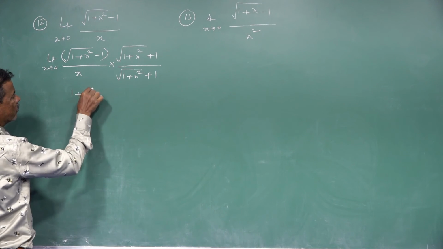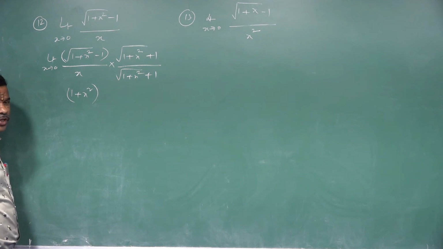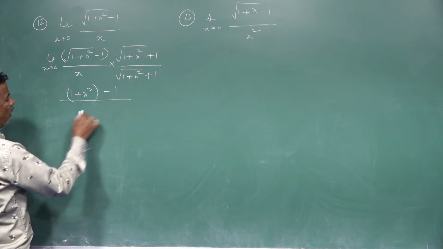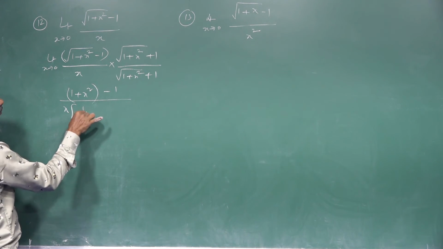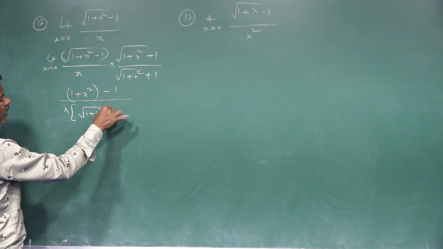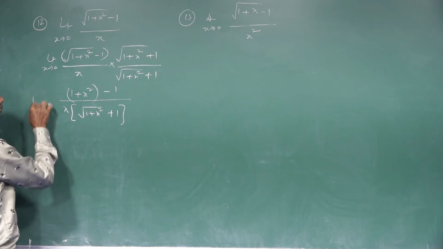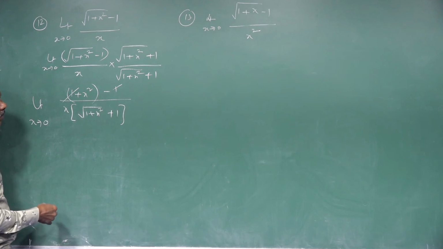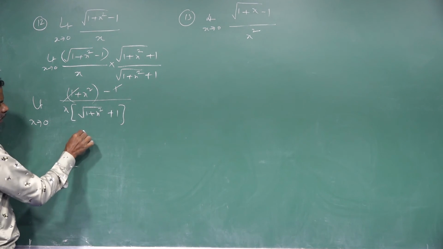So the root cancels: 1 plus x squared. a squared means the root is cancelled, minus b squared, which is 1 squared, which is 1. So we get x under the root of 1 plus x squared, plus 1, as the limit tends to 0. Here 1 cancels, so here x squared by x.